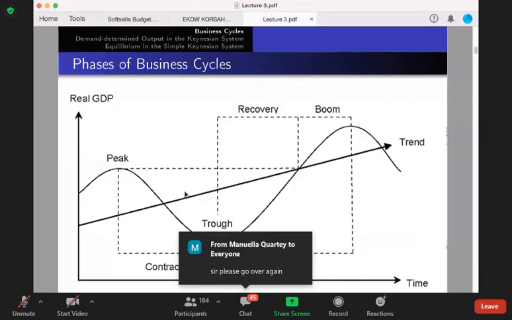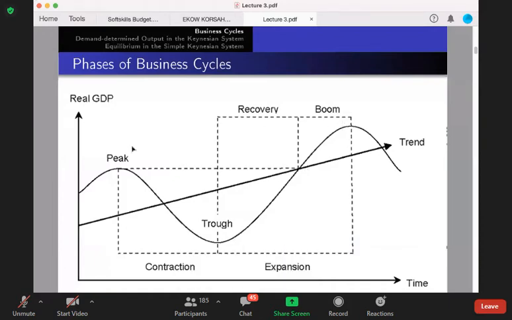There is the contraction phase where GDP declines continuously, and there is the expansion phase where the GDP increases continuously. We have the peaks that show the highest level of GDP at a particular point in time. Over a period of time, the peak is the highest value of GDP that you get.